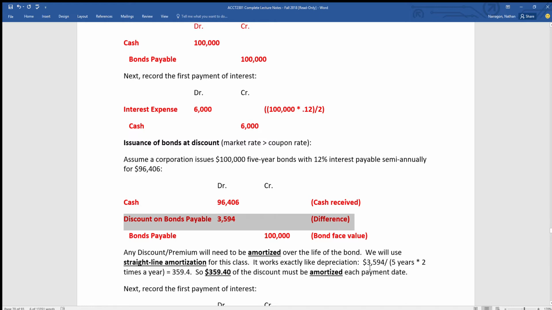Straight line amortization basically works like depreciation. We take whatever the discount is and divide it by the 5-year lifespan of the bond times 2 payments a year, so basically the number of payments over the lifespan of the bond. For us, that's 3,594 divided by 10, which equals $359.40. Every time we make a payment, we lower the discount, so if we debit here, the discount receives a credit to make it go down.